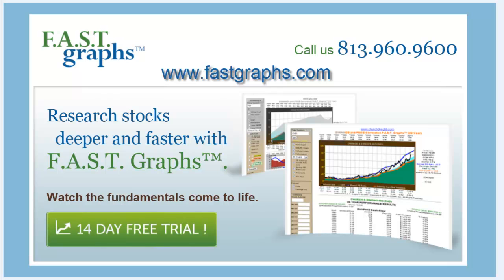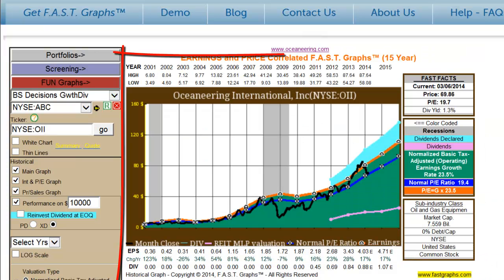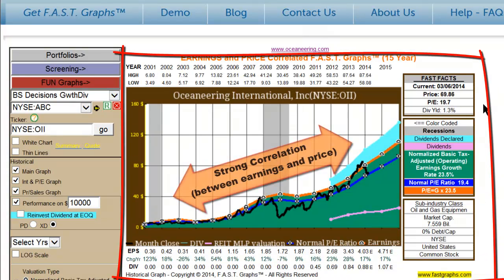This is an introduction to the Historical and Associated Performance F.A.S.T graphs. The Historical F.A.S.T graphs research tool provides a clear historical perspective of a company's operating results, stock prices, and historical valuations. Their primary purpose is to illustrate the strong correlation and functional relationship between earnings and market price in the long run. These charts and graphs capture volumes of fundamental data at a glance.